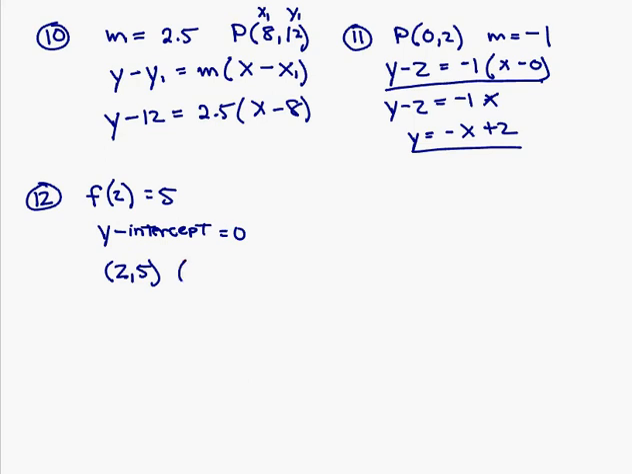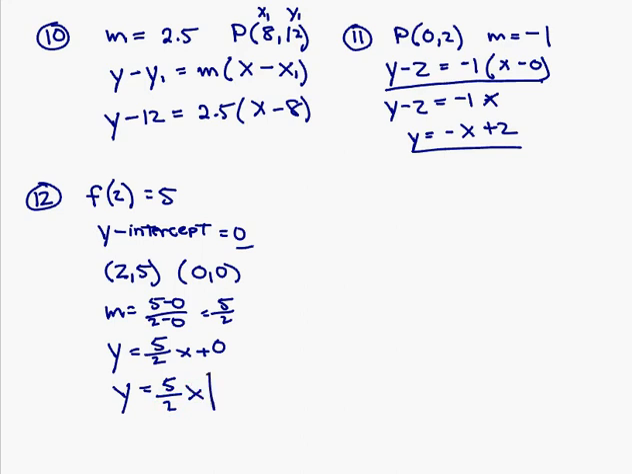Right? So from here, we know then that our slope is going to be 5 minus 0 over 2 minus 0, or 5 halves. And I know my y-intercept is 0, so my equation is going to be y is equal to 5 halves x plus 0, or I could just write y is equal to 5 halves x. Okay, so there's 12.